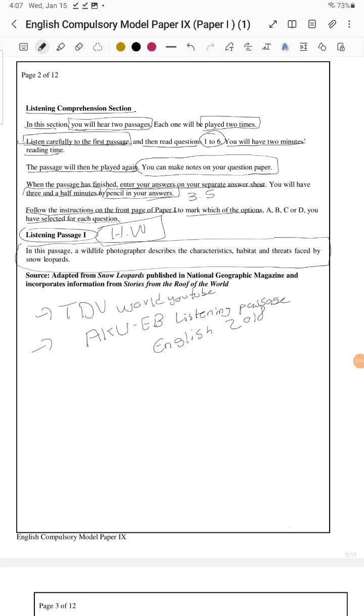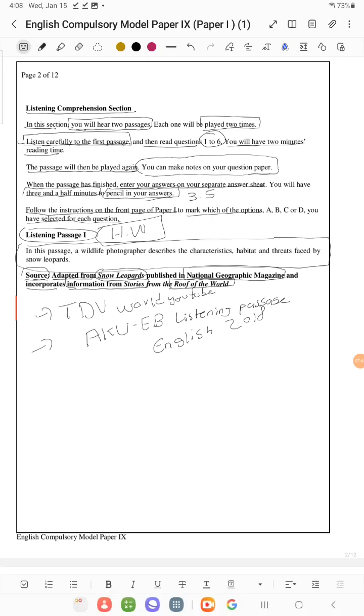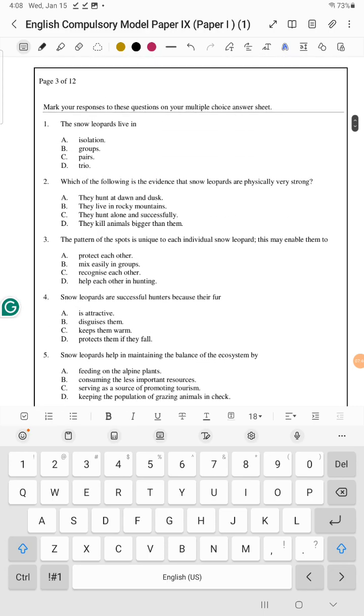Before doing that, you must read this source. This is very important: where this passage has been taken from. This passage is adapted from Snow Leopards, published in National Geographic magazine, and incorporates information from stories. It is a narrative story from the Roof of the World, which has been incorporated into the National Geographic magazine on Snow Leopard. So this is your homework, to listen to both of these.